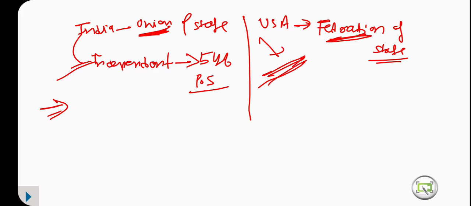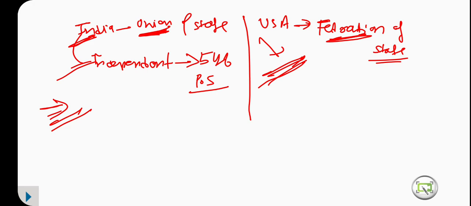So India is the union of states, it is not the federation of states. This means that in India no single state can come out from this union. Suppose Bihar wants to come out from our country and form a separate nation, then it can't do it, because it is the union of states. Union of states means no single state can come out from the group and form another nation.